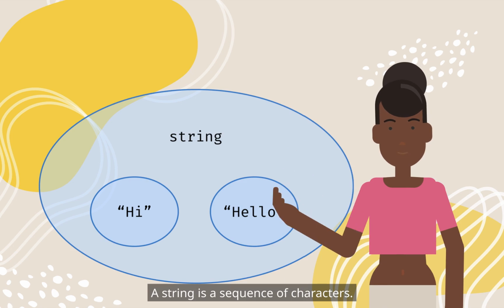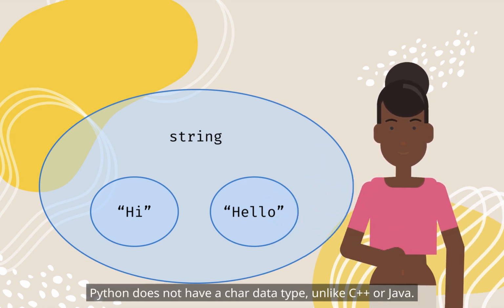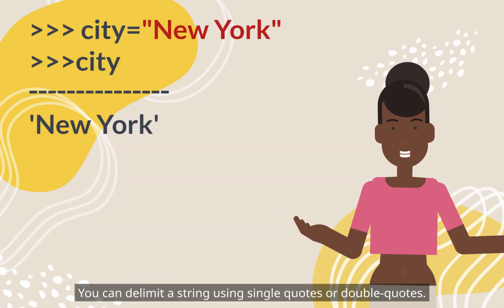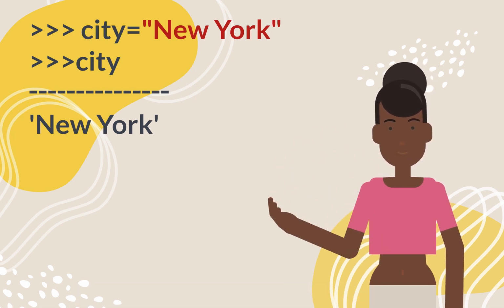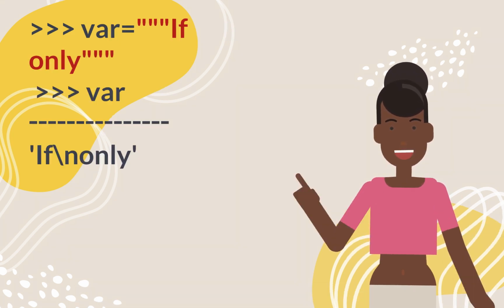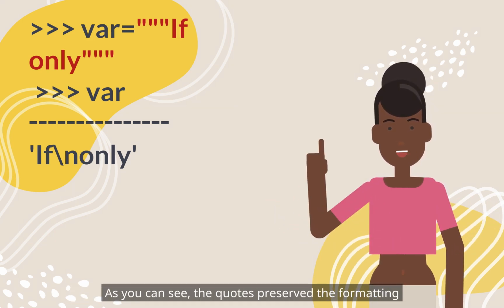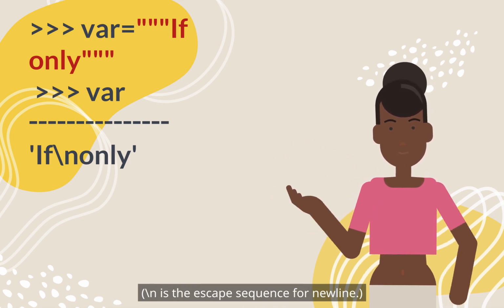A string is a sequence of characters. Python does not have a char data type, unlike C++ or Java. You can delimit a string using single quotes or double quotes. To span a string across multiple lines, you can use triple quotes. As you can see, the quotes preserve the formatting. \n is the escape sequence for new line.